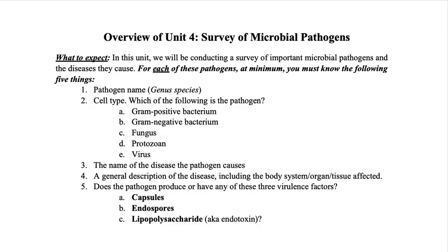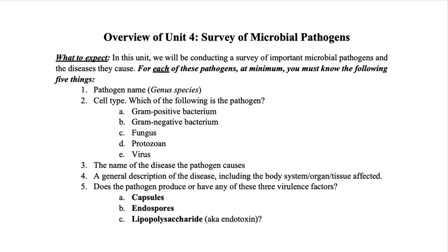All right, so before you begin any of the lectures, take a look at the overview of Unit 4 that I posted in our Unit 4 module on our Blackboard course page. What we're going to be doing is conducting a survey of microbial pathogens and the diseases that they cause. Every time we get to a new pathogen, you're going to have to know the following 5 items. And one thing that you all are going to do is prepare your own outlines or take your own notes in this unit as opposed to filling out the outlines provided to you from myself.